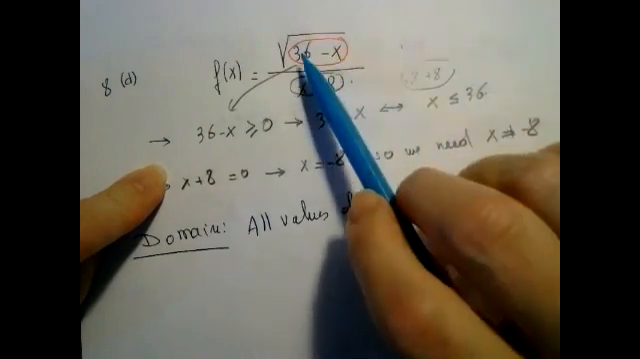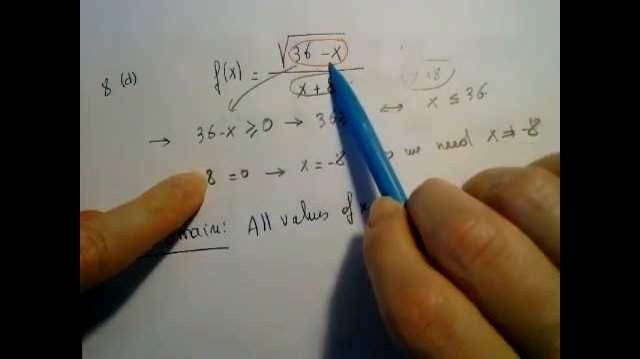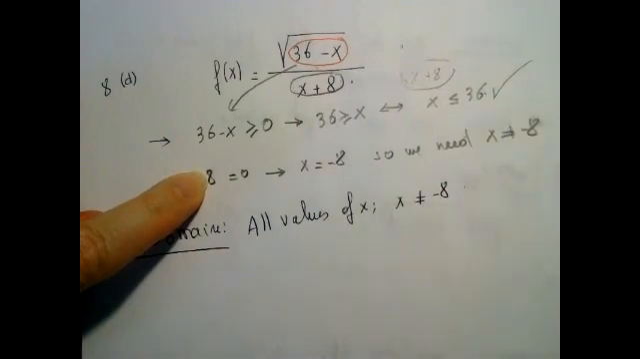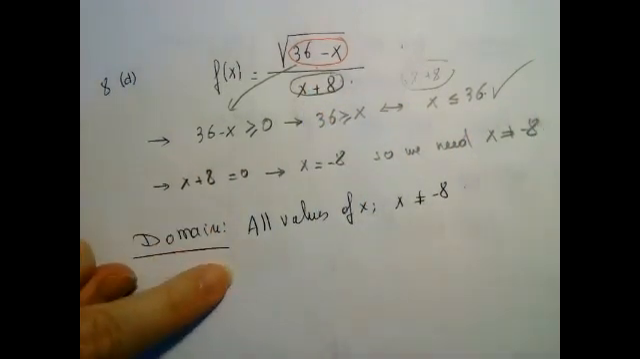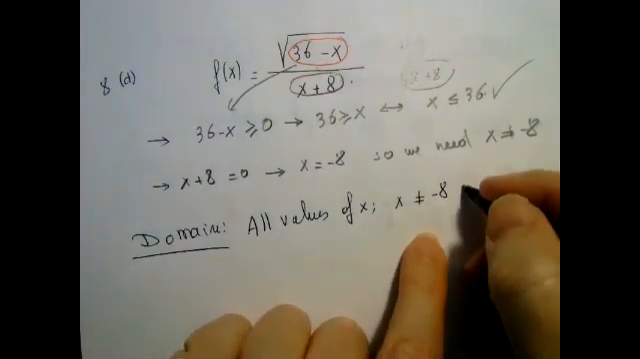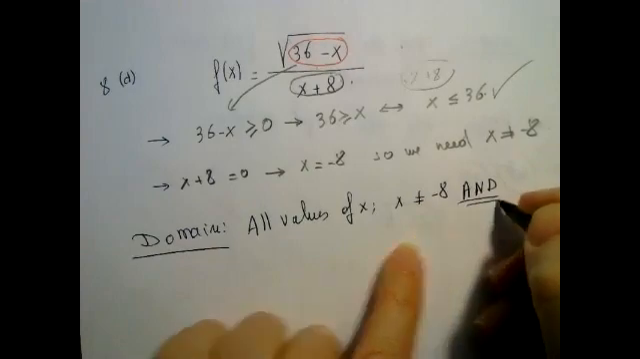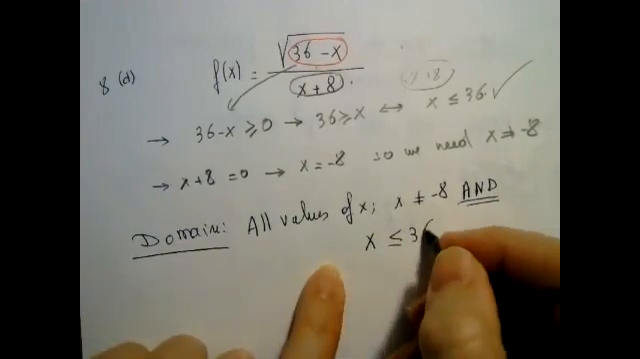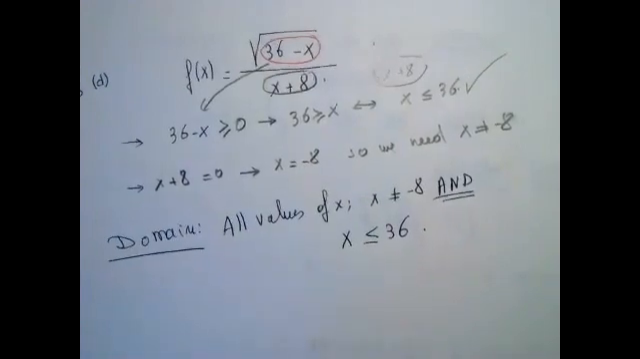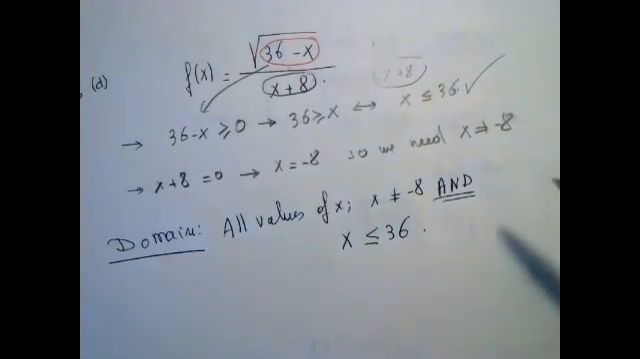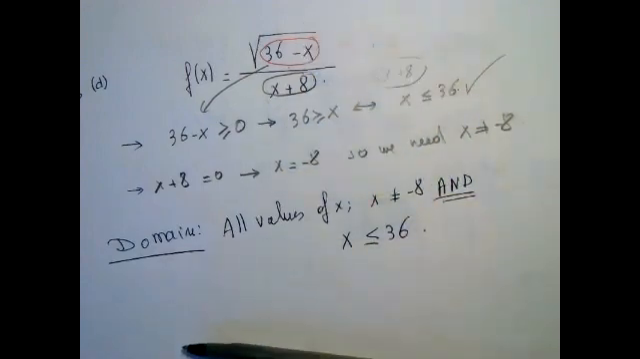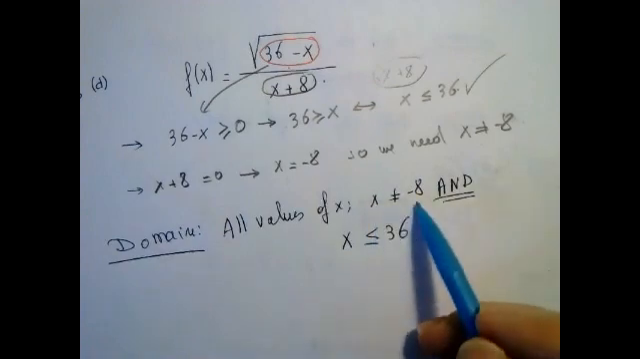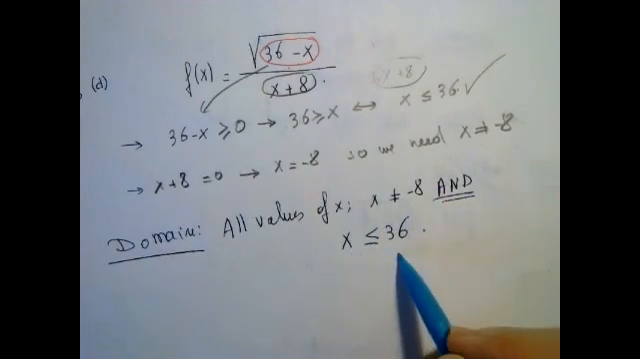I first have to guarantee that what's under the square root is positive. But this tells me that your x has to be less or equal to 36. The denominator tells me that your x cannot be equal to -8. So the domain is going to be all x such that x is different from -8 and x is less or equal to 36. Is that making sense? So this problem is really mixing both ideas. Which x's can I put? Everything, as long as it's not -8, as long as it's less than 36.